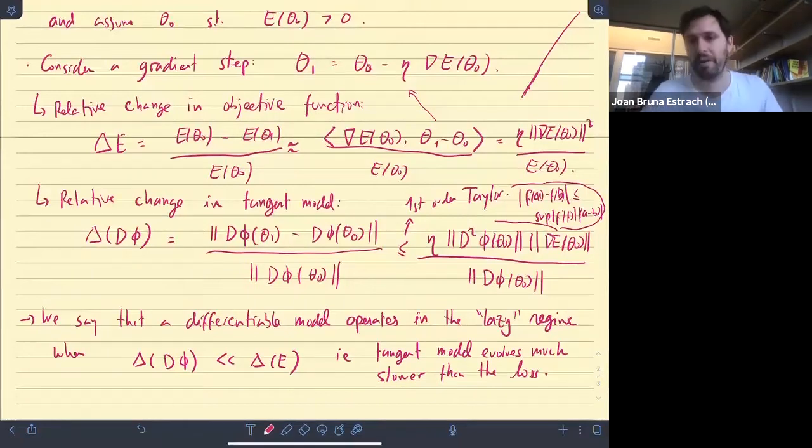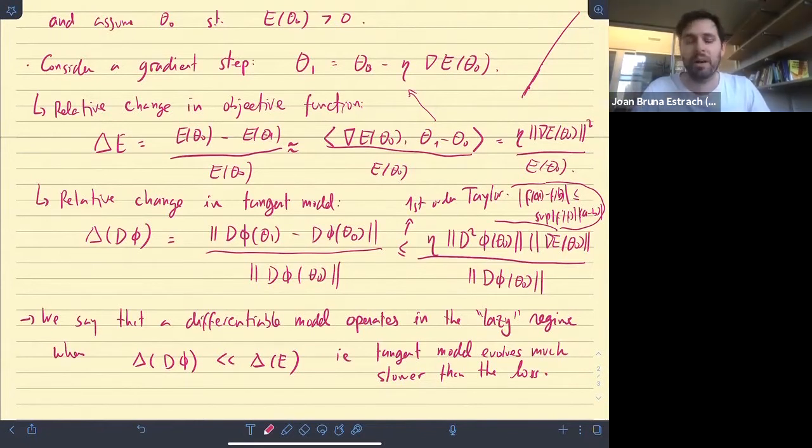So if the goal of the algorithm is to find low values of the loss, it doesn't really need to move the tangent space, right? It can just stay with the same linear model. In a sense, it's lazy because it just does the minimum thing that it needs to do to get the loss to zero.